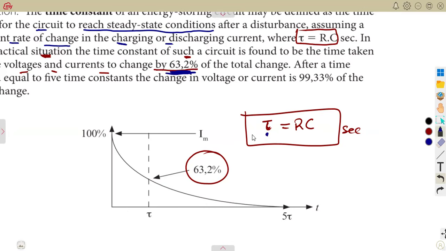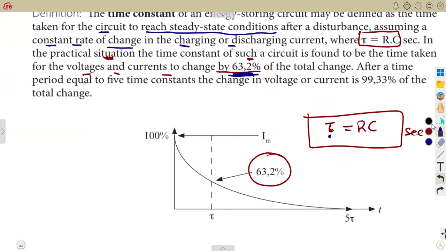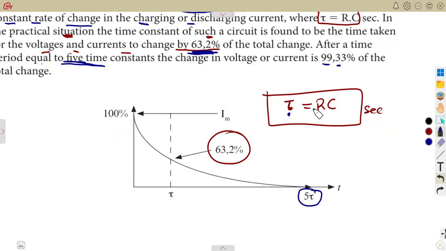So it's another definition that you can use in a practical situation. After a time period equal to 5 time constants, the change in voltage and current is at 99.33% of the total change, meaning it is not exactly at 100%, so it's approximated to 99.33%. This is the illustration we are seeing here of our time being equal to 5 tau. So in the case that you've calculated your tau, your time is going to be equal to 5 tau.